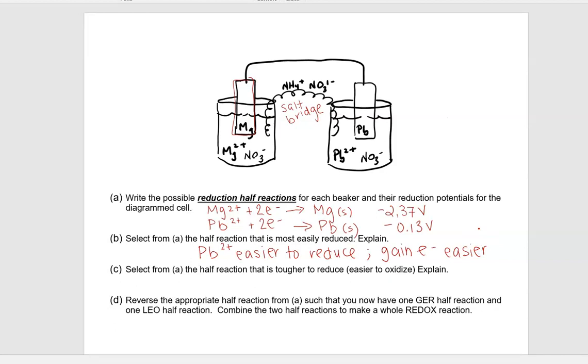And then it says select from A the half reaction that is tougher. And if it's tougher to reduce, that means it's easier to oxidize. So that'll be the other, Mg. Okay. And then I'll just say easier to oxidize. You're losing electrons easier.